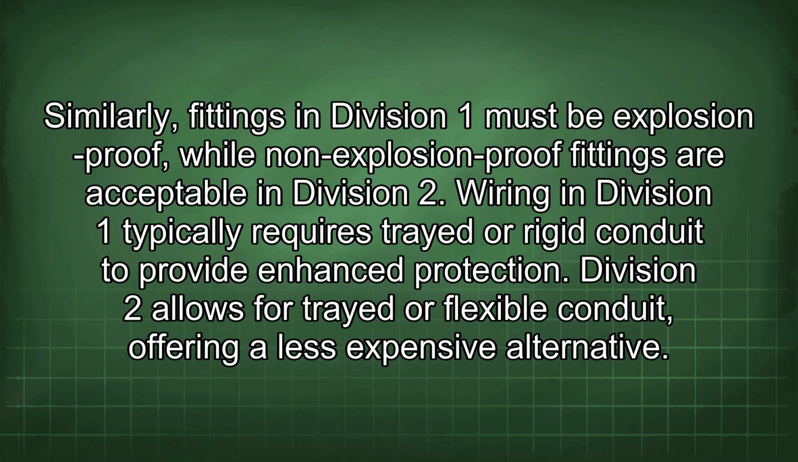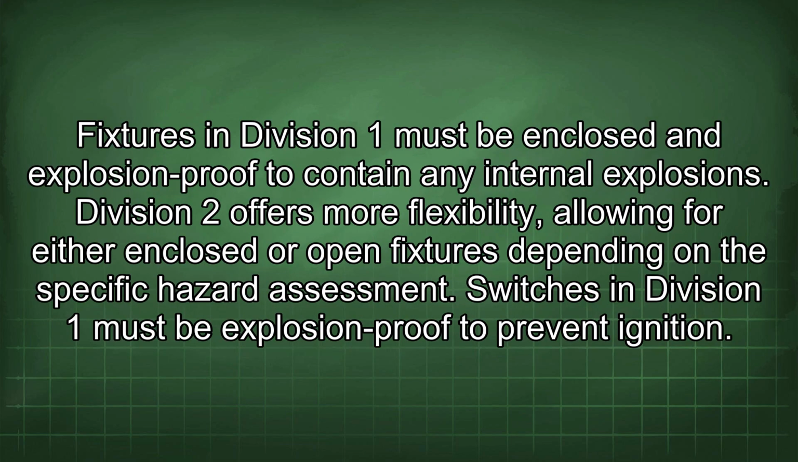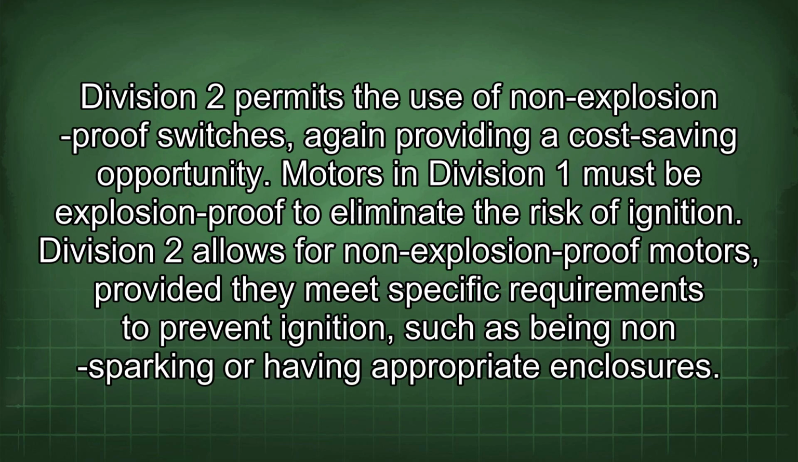Wiring in Division 1 typically requires trade or rigid conduit to provide enhanced protection. Division 2 allows for trade or flexible conduit, offering a less expensive alternative. Fixtures in Division 1 must be enclosed and explosion-proof to contain any internal explosions. Division 2 offers more flexibility, allowing for either enclosed or open fixtures depending on the specific hazard assessment. Switches in Division 1 must be explosion-proof to prevent ignition. Division 2 permits the use of non-explosion-proof switches, again providing a cost-saving opportunity.